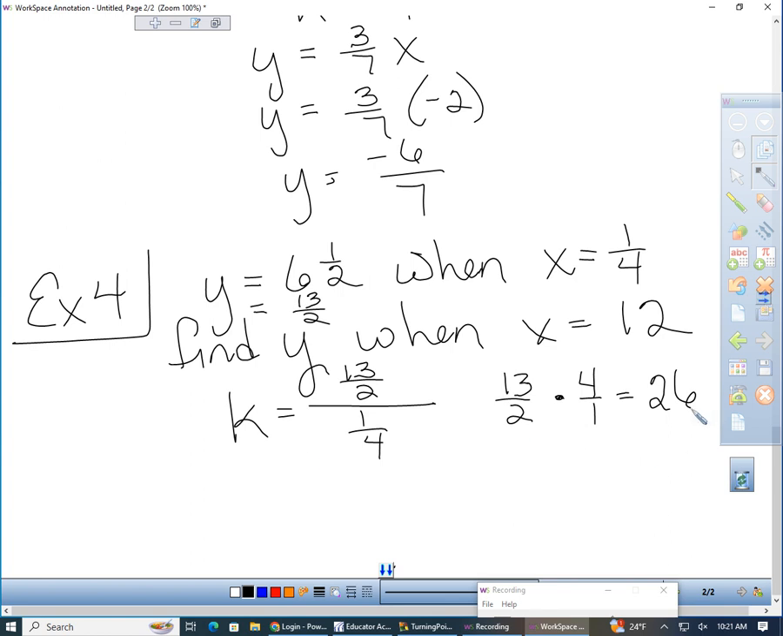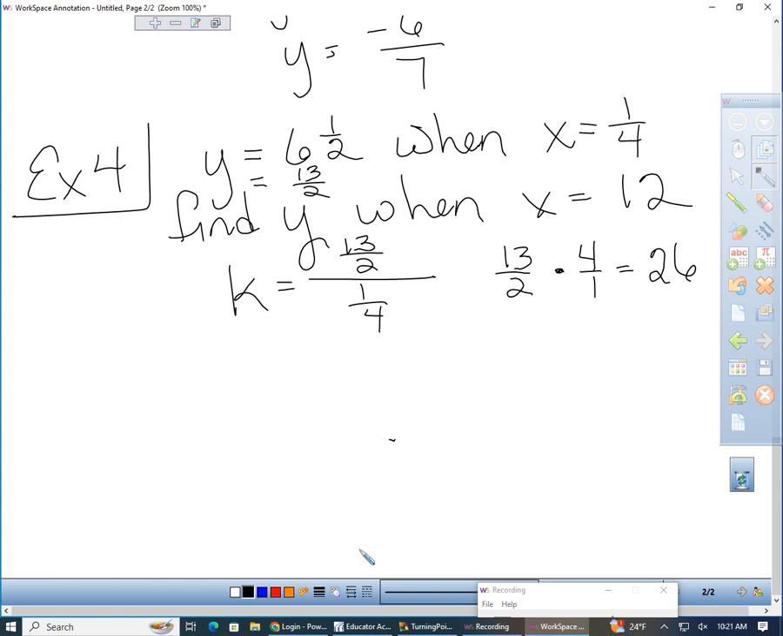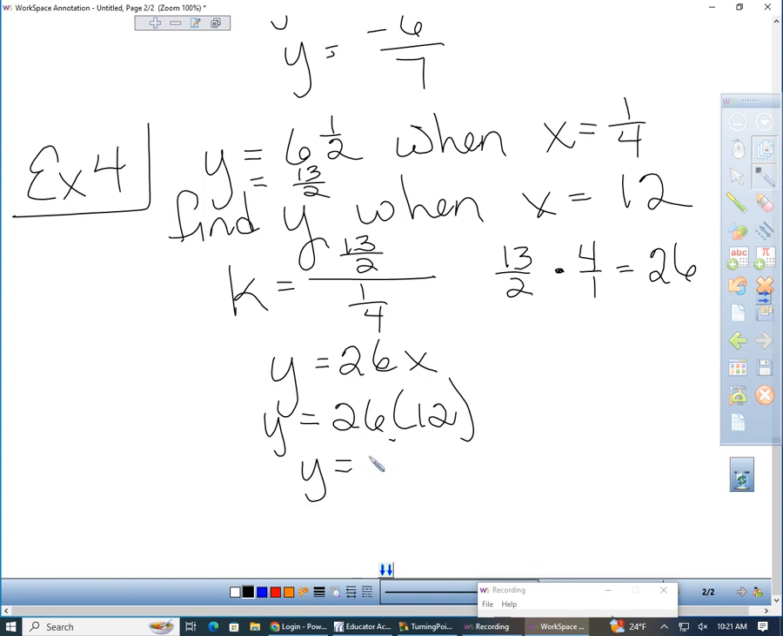Now, if you type this into your calculator, make sure you put parentheses around the top and parentheses around the bottom. It also works that way, but I want you to realize that's what's happening. So now the next thing we do is write our direct variation equation: y equals 26x. And now we plug in 12. So y equals 26 times 12. Y equals 312.